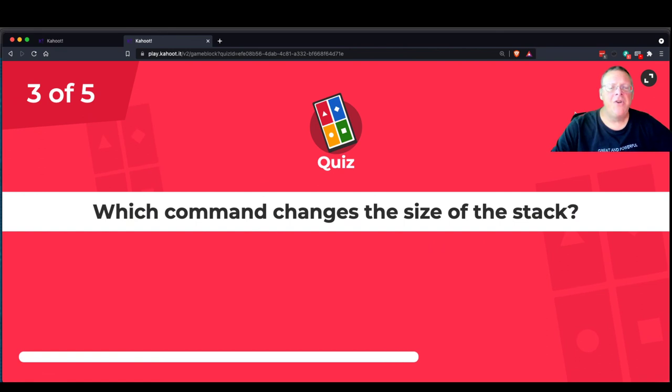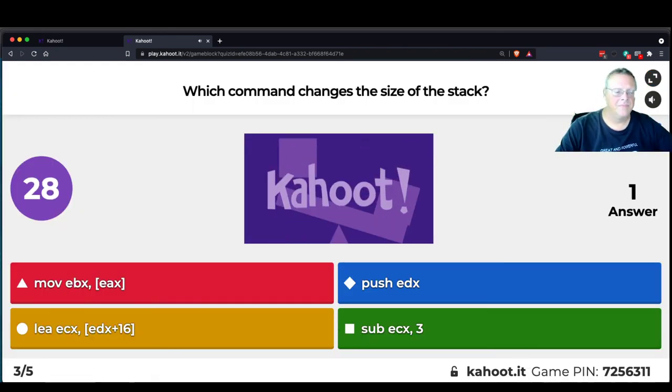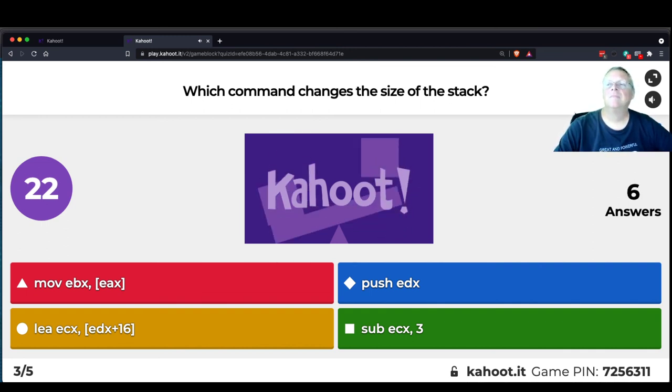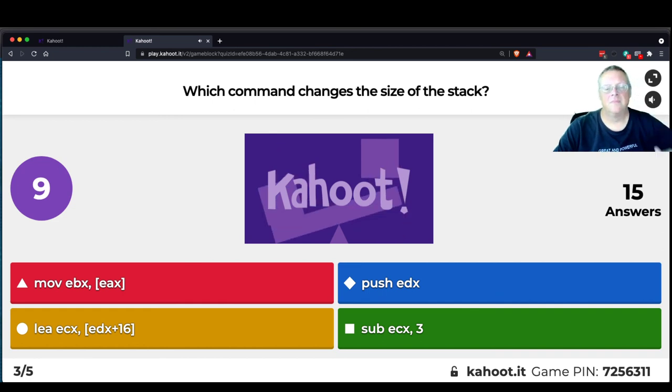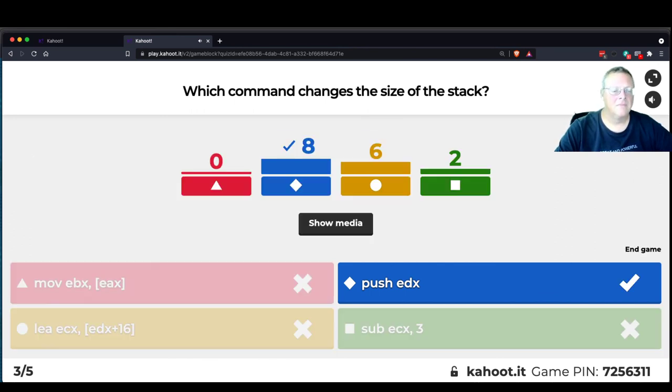All right, what command changes the size of the stack? Push adds more to the stack, just putting one more tray in the cafeteria thing that springs down. That makes the stack bigger by adding more data to it.